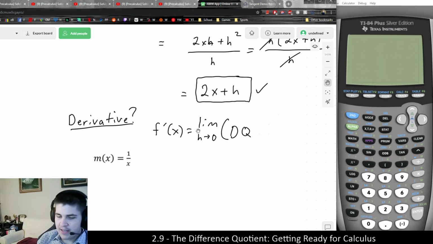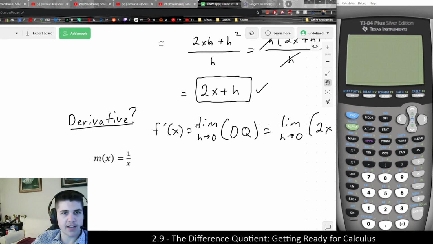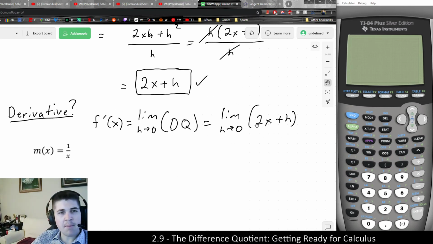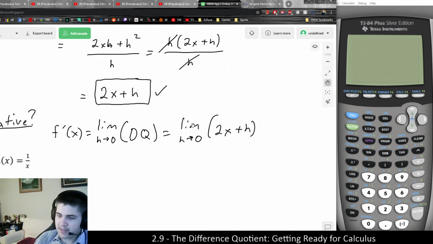But basically, since I've just solved the difference quotient, in this case it's the limit as h approaches 0 of that expression which I just figured out algebraically. And basically what it amounts to is, well, what happens as h is 0? Well, that would just be 2x plus 0, which is 2x.